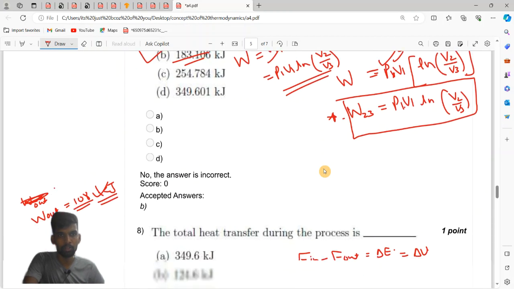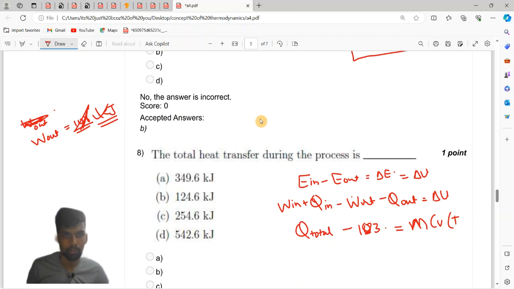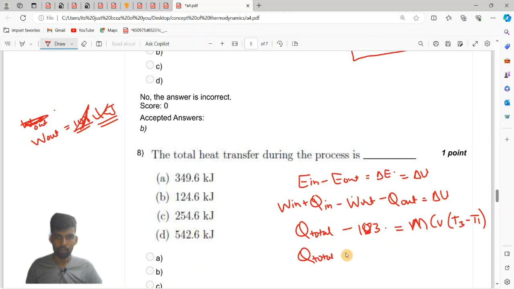Let me check what is 183. It is 183 point something kilojoule, and delta U is nothing but m Cv times T3 minus T1. So Q total is 183 plus m Cv times T3 minus T1.